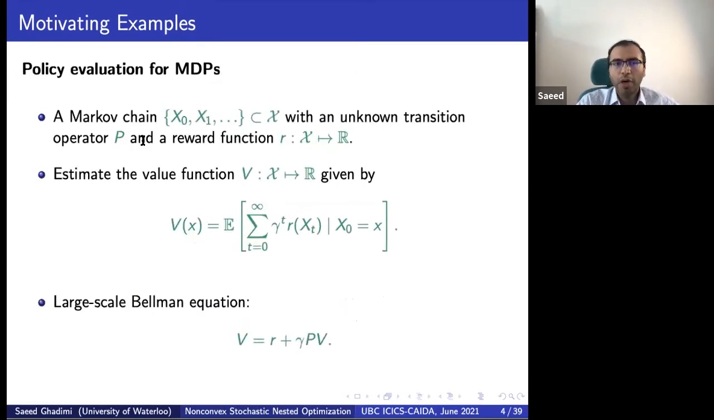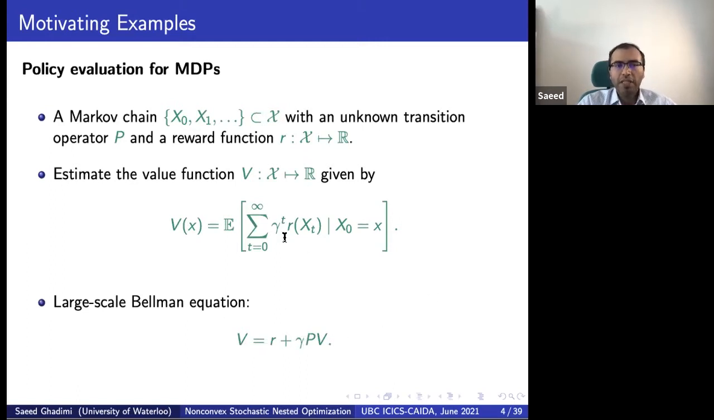The next problem is the policy evaluation for Markov decision processes. Assume that you have a Markov chain, x0, x1, and so on, and you have an unknown transition operator P and a reward function R. The goal is to estimate the value function, which is given as the expectation of the total reward. Here, gamma is just a discount factor. So we want to estimate this value function. If you write this down as a vector equation, then we have the Bellman equation: V equals R plus gamma times PV.